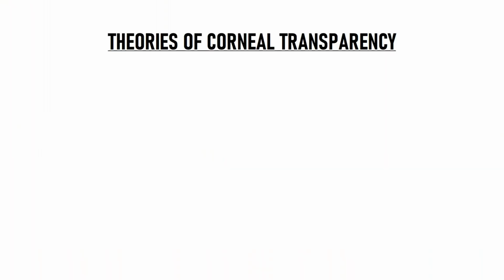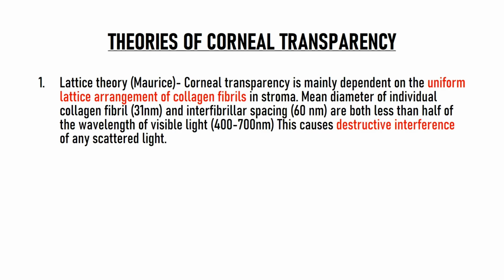Two main theories have been proposed to explain the transparency of cornea. First is the lattice theory by Morris. It says that corneal transparency is mainly dependent on the uniform lattice arrangement of collagen fibrils in stroma. Since both the mean diameter of individual collagen fibrils and the space between two collagen fibrils is less than half the wavelength of light, there occurs destructive interference of backscattered light in corneal stroma and cornea appears transparent.